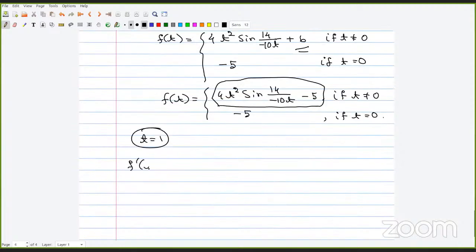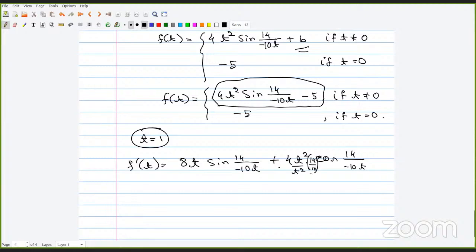So what is f dash t? At first calculate this. It is 8t sine of (14 by minus 10t). Then what is that? 4t square cos of (14 by minus 10t), and this 14 by minus 10 will come outside. And if I have to differentiate the inside, this is 1 by t square, right? So sine by t square will come, right? Is it clear?